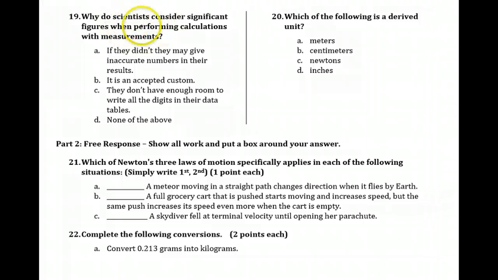Next, scientists consider significant figures when performing calculations with measurements. Remember that your calculator makes up values past a certain number. So if you put in your calculator 6.2, your calculator just goes ahead and assumes that it's 6.2000. If you're finding the mass of something and you find it to be 6.2 grams, you don't know what the next digits are. So if you start using zeros when it could be a 4, you are going to give inaccurate numbers.